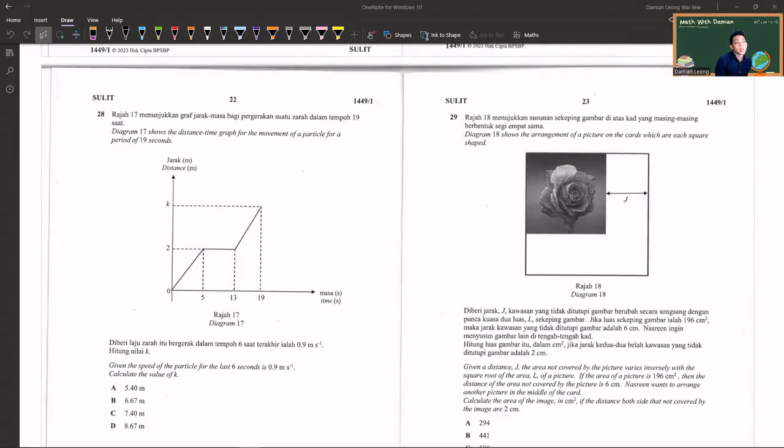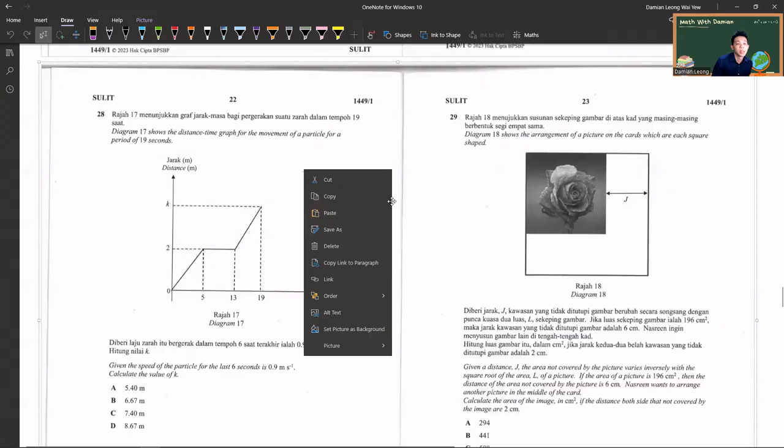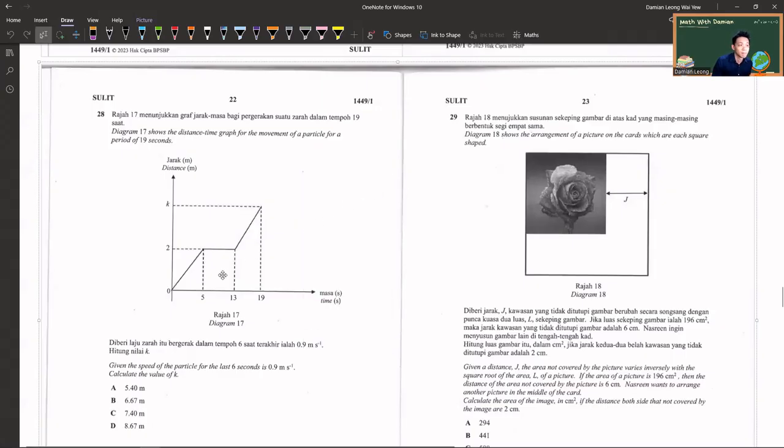Question 28, Rajah 17 menunjukkan graf jarak masa. Distance against time graph bagi pergerakan suatu zarah dalam tempoh 19 saat. Movement of particle. Diberi laju zarah ini bergerak dalam tempoh 6 saat terakhir ialah 0.9 meter per second. So speed of particle for the last 6 seconds is 0.9 meter per second.